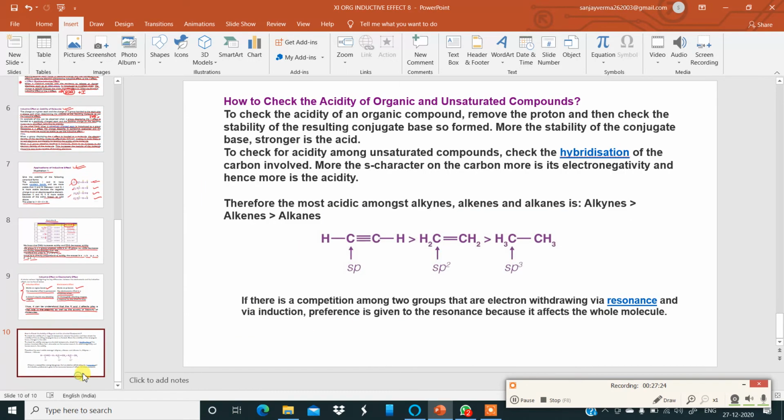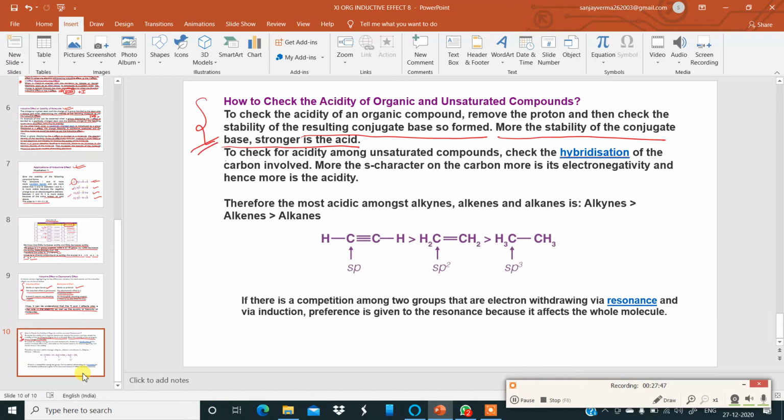Okay. Now, how to check the acidity of organic and unsaturated compounds? To check the acidity of an organic compound, remove the proton and then check the stability of the resulting conjugate base which is formed. More the stability of the conjugate base, stronger is the acid. Very, very important point to remember over here.